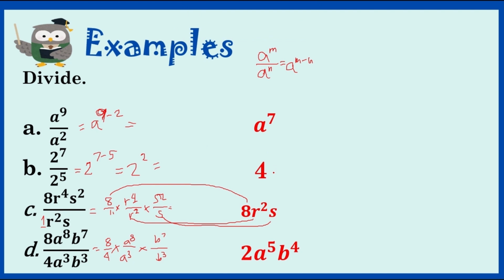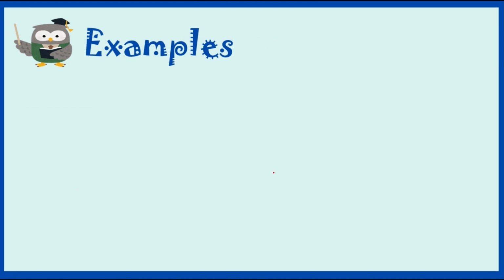So let's have more examples. Multiply 8x by 2x plus 3. Anong gagawin mo dito? You can use the distributive property. Okay, distributive property.